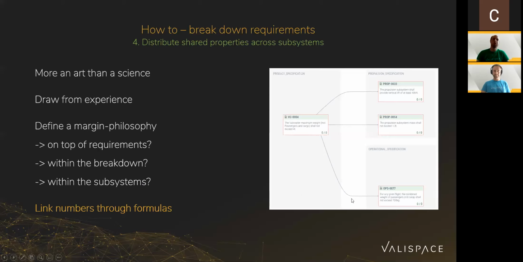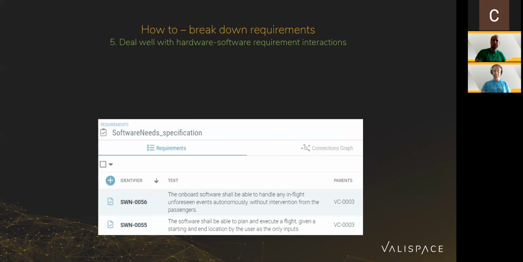Linking numbers through formulas we already talked about. Then let's look at how to deal with software requirements, because that's a very typical case. We actually have software requirements and software. What is this? Is this another subsystem? Is it part of different systems, and so on? Here's our best practice of what we've seen work in the past.